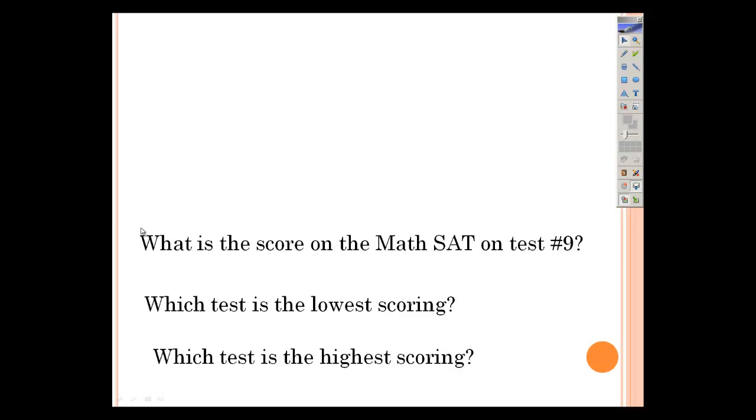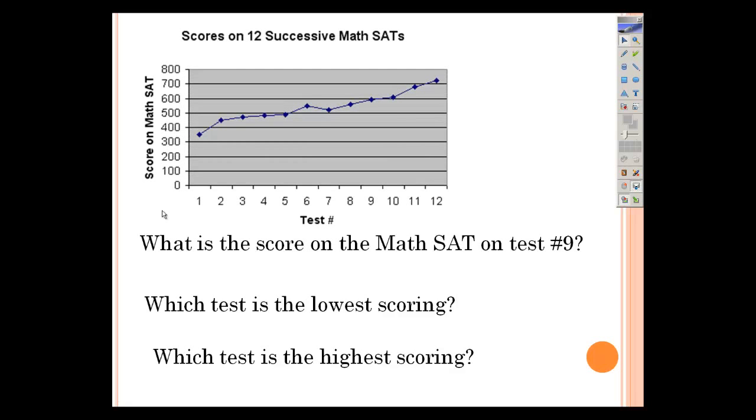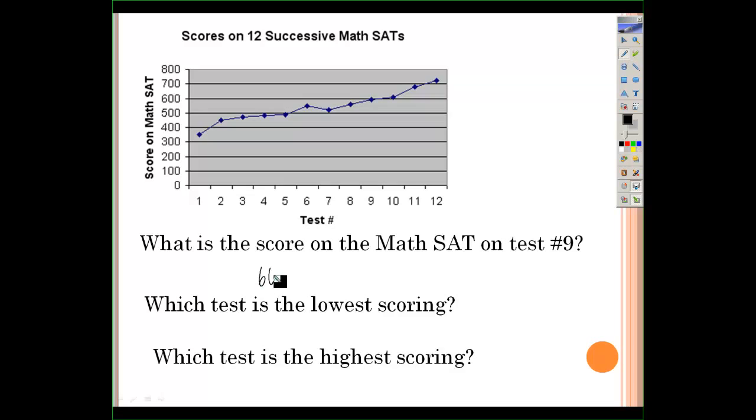So let's take a look at what a line graph shows. Okay, scores on 12 successive math tests. This line graph that we were just looking at, okay, if I want to know what is the score on the math SAT on test number 9, then I'm going to look at test number 9. Here's the test numbers. This is my key. I'm going to go straight up from test number 9, and I notice there's a point right above it. If I follow this point all the way back to 600, I notice that the test score of test number 9 must be 600.